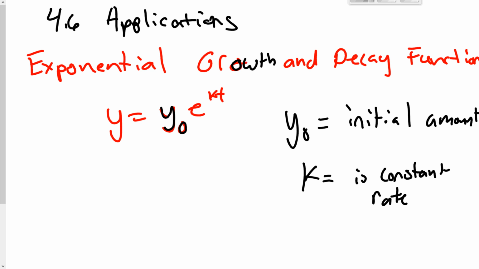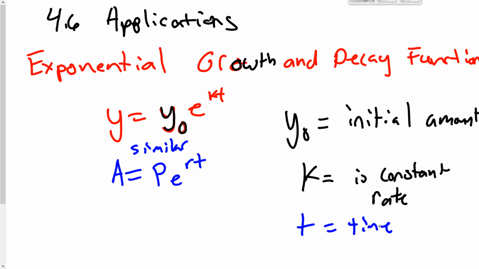So this looks very similar to A PERT, right? Your principal times e raised to the rt. So it's very similar to A PERT, if not really the same. This equation deals with exponential growth and decay. So that's the formula that we're going to use. And time is usually in years, unless otherwise directed.